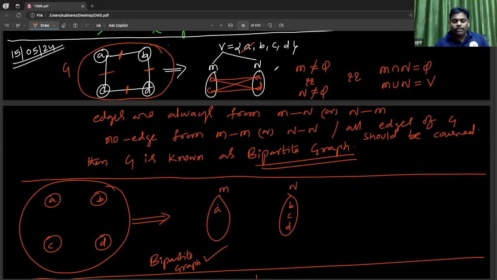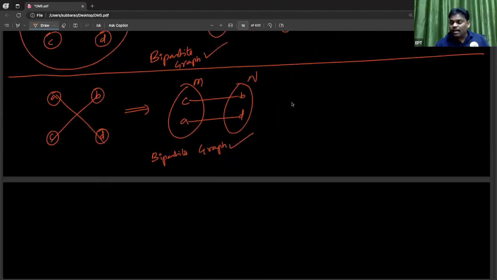So you may be right. You can divide a given graph into bipartite sets in many ways. Can you give at least one way? If you can, that is more than enough. You may say, sir, I will write one more way. I don't have any problem. Are you able to do at least one way?